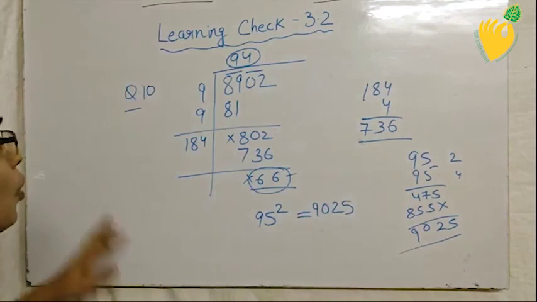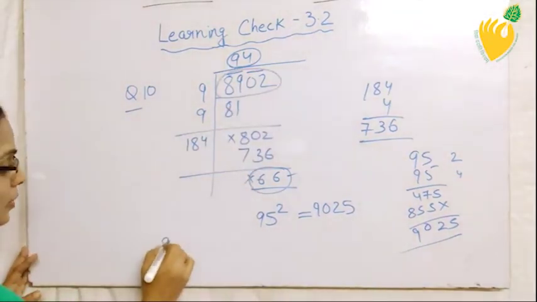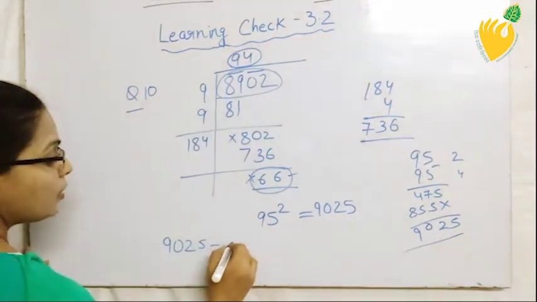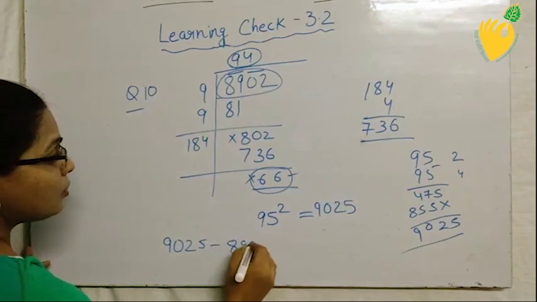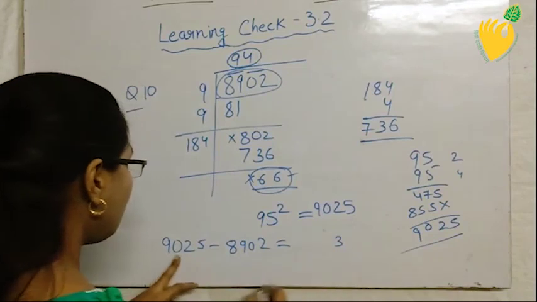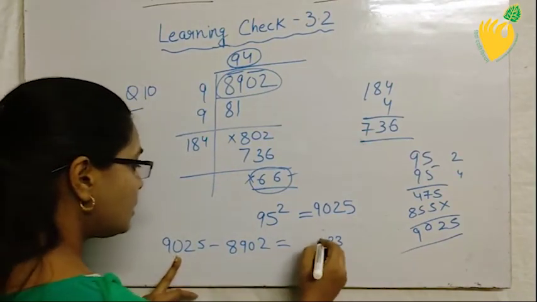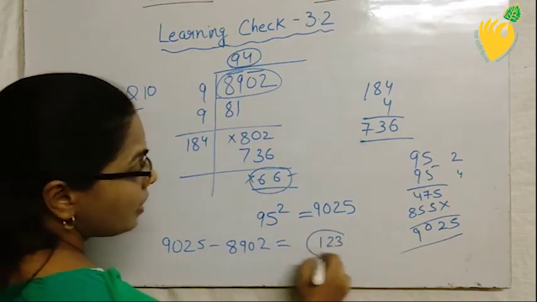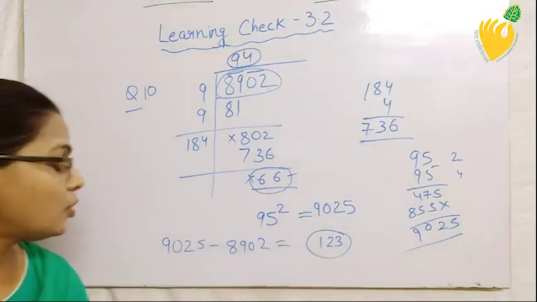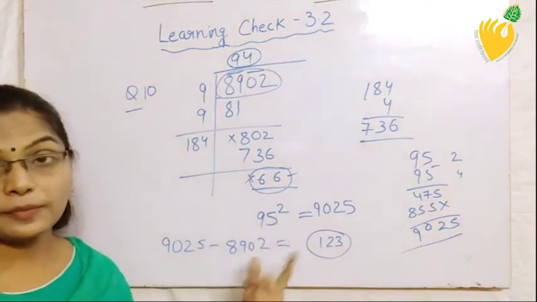Write it properly. And the original number is this. Now subtract the original number 8902 from the square of this. That is 5 minus 2 is 3. 2 minus 0 is 2. And 10 minus 9 is 1. So our final answer is 123. That means if we add 123 to this number, it will become the square of 95.